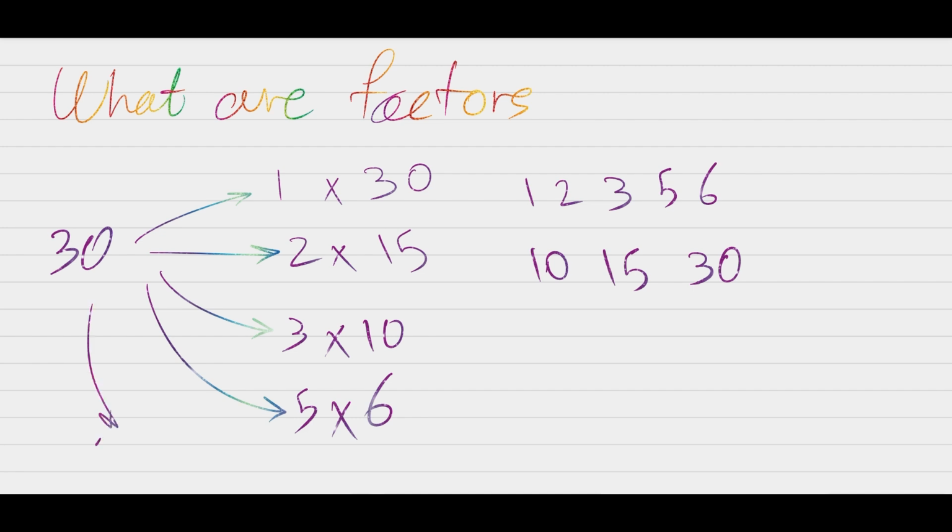For example, 4 times 7.5 equals 30. So you can say 4 and 7.5 make 30. But because 7.5 is not a whole number, we can't consider it a factor.